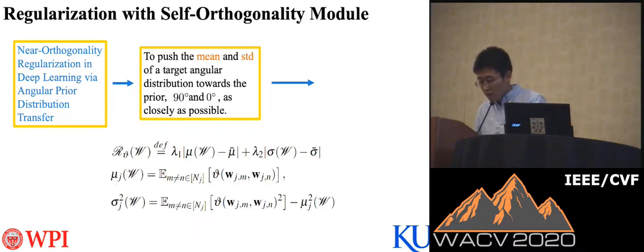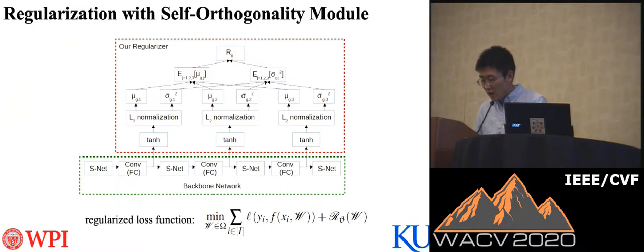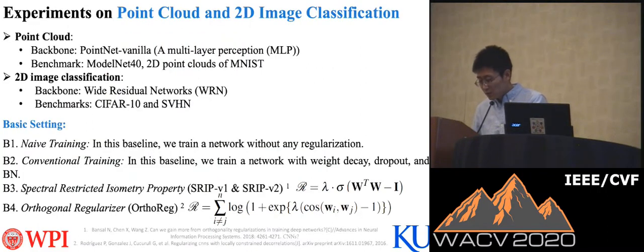So we propose to push the mean and STD of a target angular distribution towards the priors 90 and 0 as close as possible. So in detail, our algorithm is to extract the filter outputs from every convolutional layer and estimate the mean and STD for their filter angular distribution. And we use this information as a path to determine the regularized loss function.